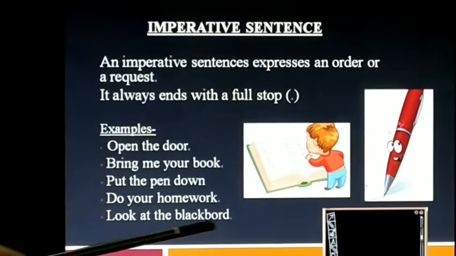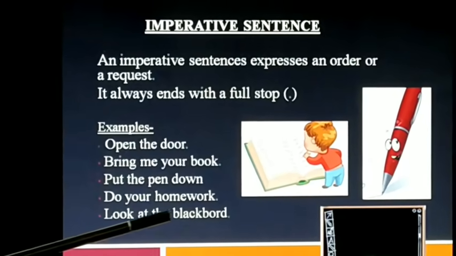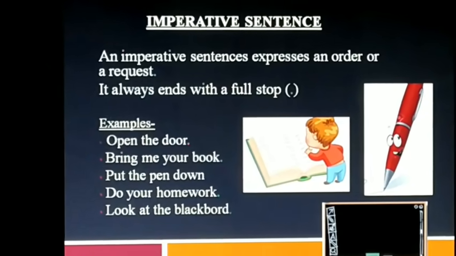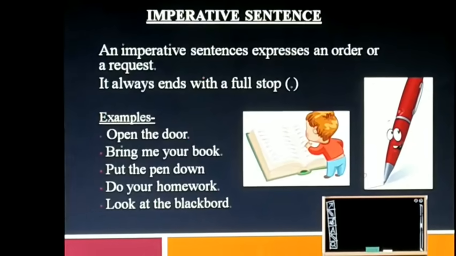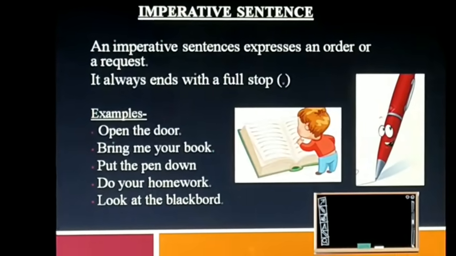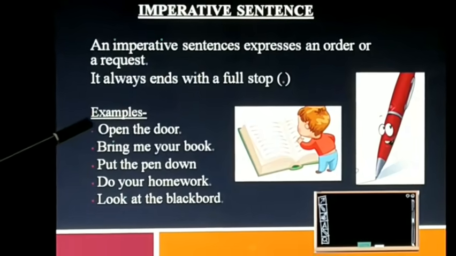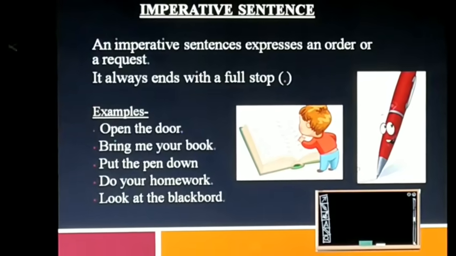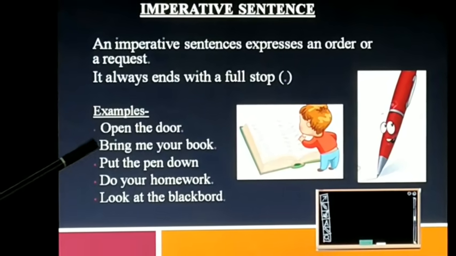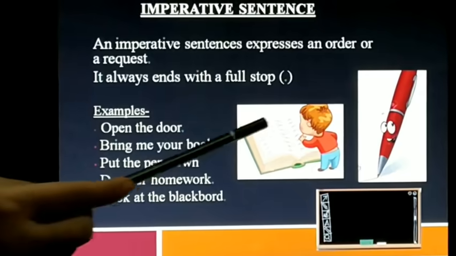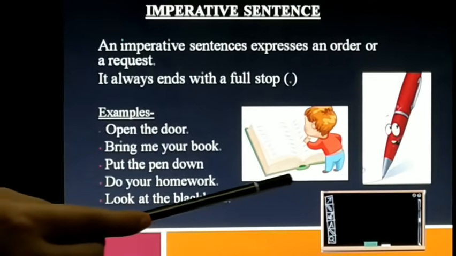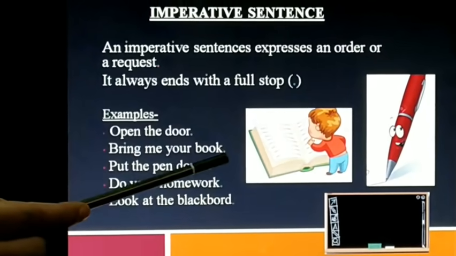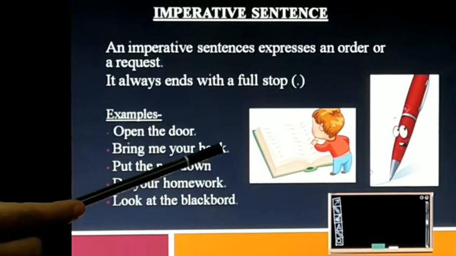Now, let's see the examples of an imperative sentence. Okay, open the door, full stop. Yes, open the door. Now tell me, which one is this? Question, order or request? It said order. Open the door. Bring me your book. Can you see the picture of the book? Yes. Full stop. You have to put the full stop.